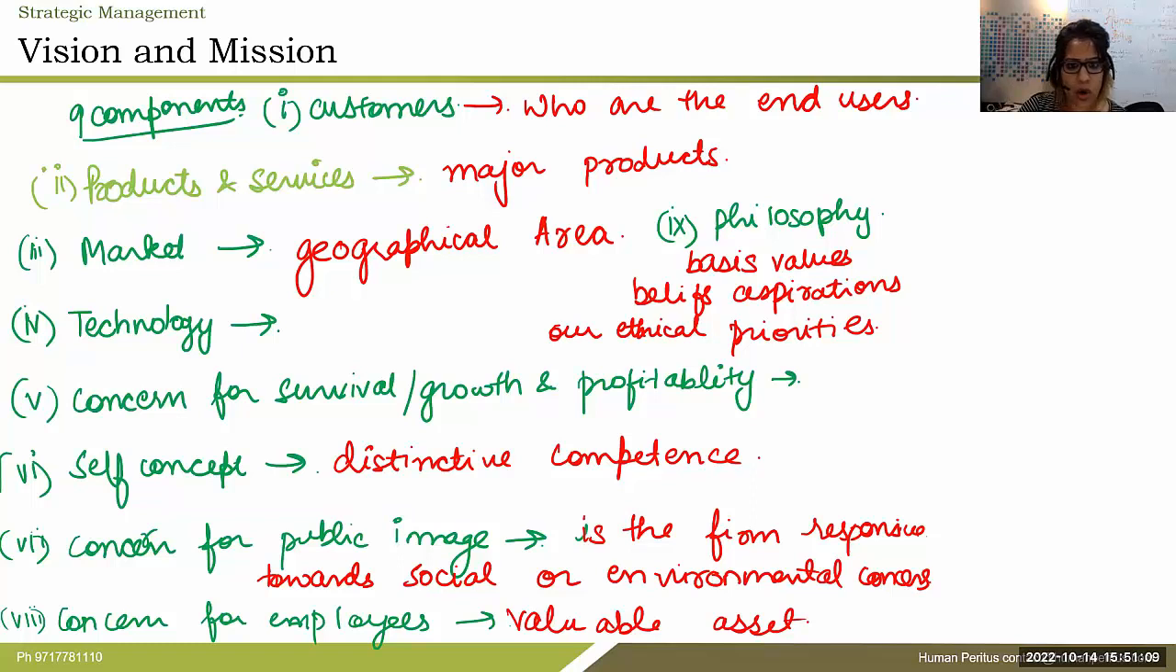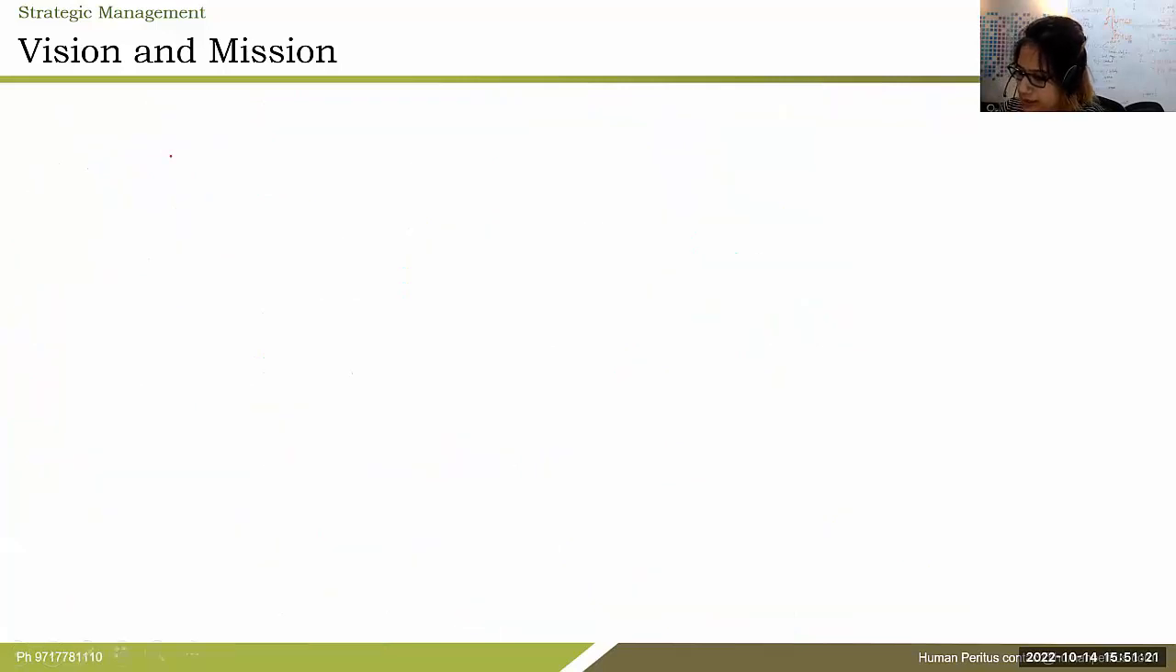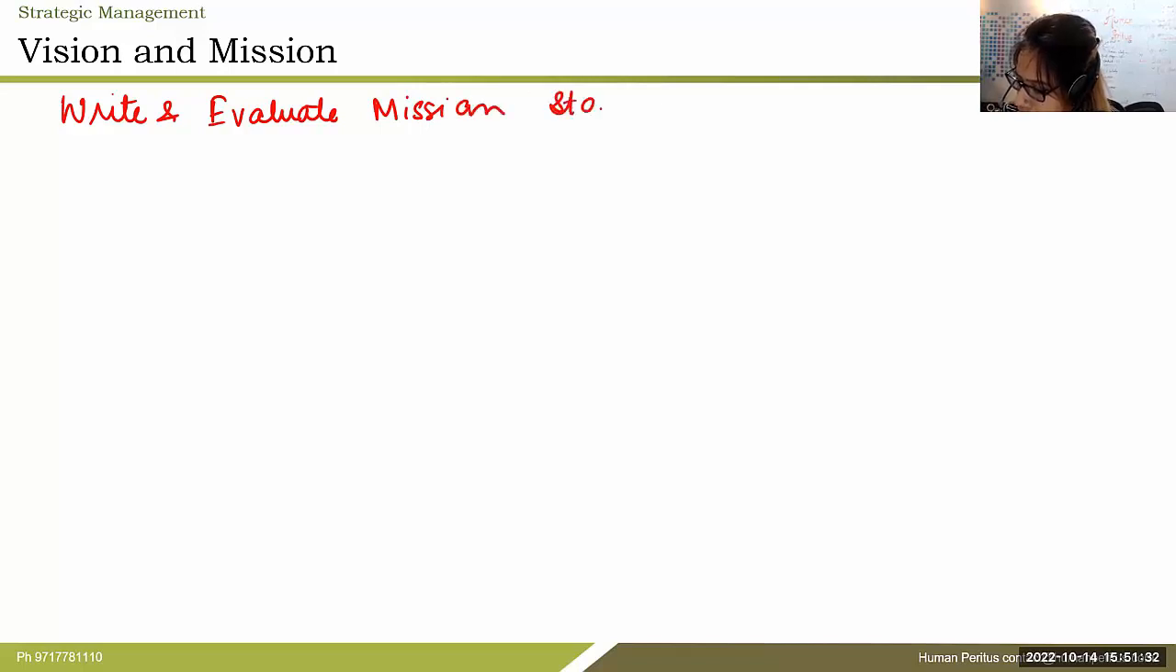Now, the last part of it is how do you write and evaluate a mission statement? Like the first step I said, when we start writing the mission statement, we do a lot of research. We read a lot of articles and find out a lot of background information.